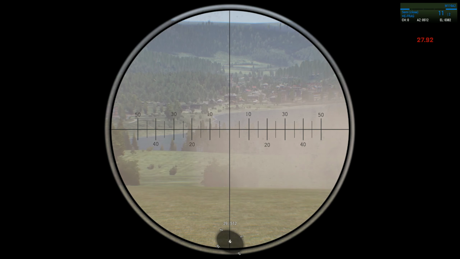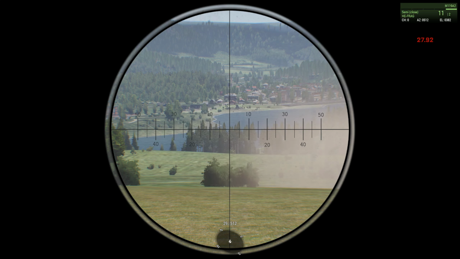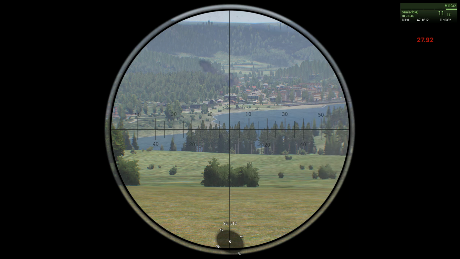I can sit here and watch. Remember, we're trying to hit that building with the smokestack right in front of us, down there in the city. And bam! Look at that. Not too bad, right?